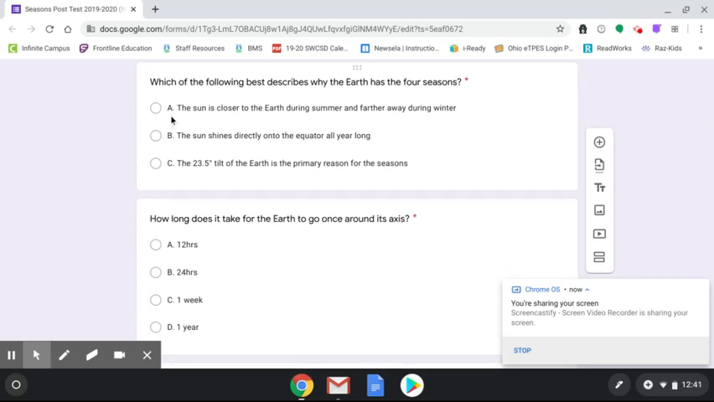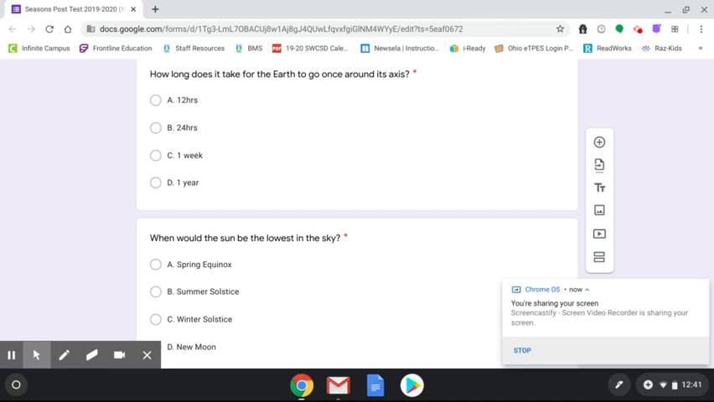Here's the first question. Which of the following best describes why the Earth has 4 seasons? A. The sun is closer to the earth during summer and farther away during winter. B. The sun shines directly onto the equator all year long. Or C. The 23.5-degree tilt of the earth is the primary reason for the seasons.